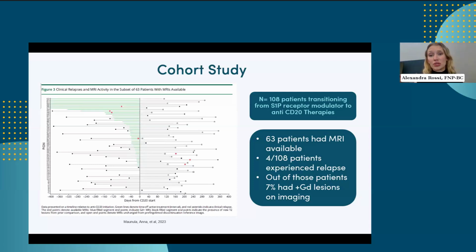So this was a cohort study of patients that were switched from S1Ps to anti-CD20s or B-cell therapy. And we found that 4 of the 108 patients experienced relapse, and only about 7% of those had GAD-enhancing lesions. So a much lower number than those on cladribine, and certainly a much lower number than patients that just stop S1Ps abruptly.